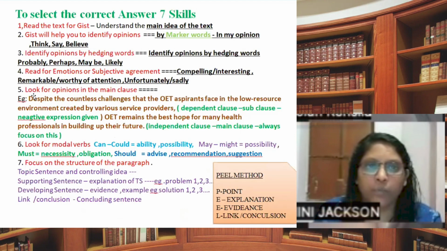Then how are we able to select the answer with the 7 skills? This is according to the father strategy. Read the text for the gist, that is, understand the main idea of the text. Then the gist will help you to identify the options by marker words.